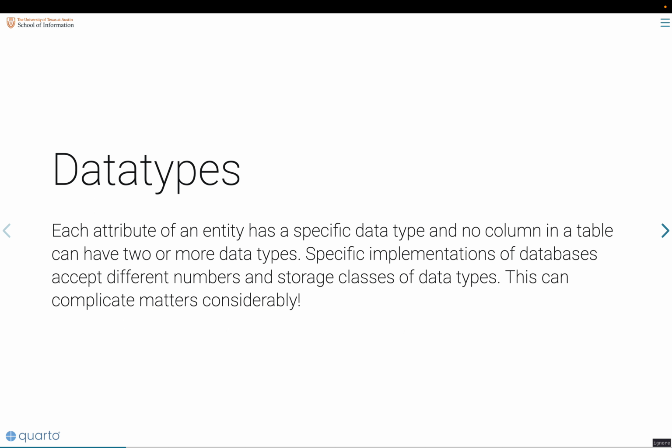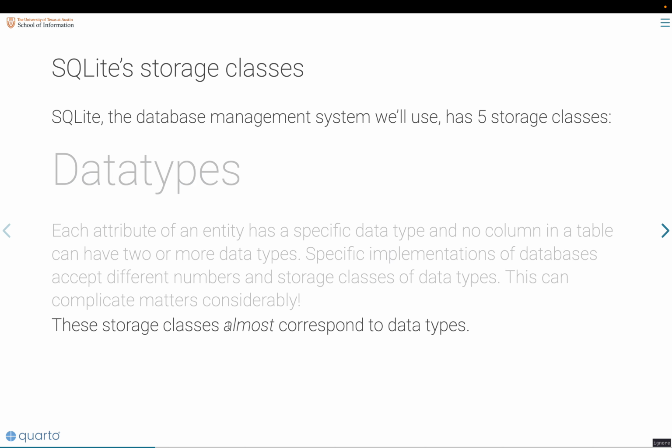Every attribute of an entity is a specific data type. No column can have 2 or more data types, although there is one exception to that rule, which I'll talk about later. Specific implementations of databases accept different numbers and different storage classes of data types, and this can complicate matters quite a bit, and I'll explain now.